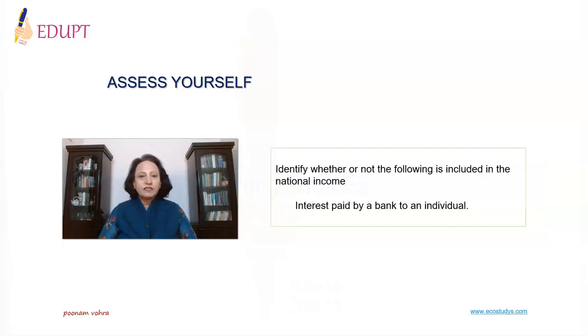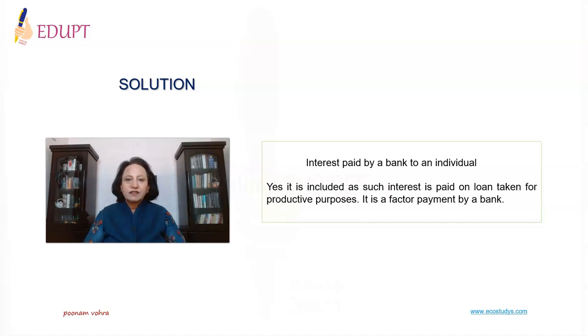Now look at this statement, whether it will be included in the estimation of national income or not. Interest paid by a bank to an individual. Please check your answer. It will be included in the estimation of national income as it is a factor payment made by a bank to an individual, as such interest is taken on a loan meant for production purposes.